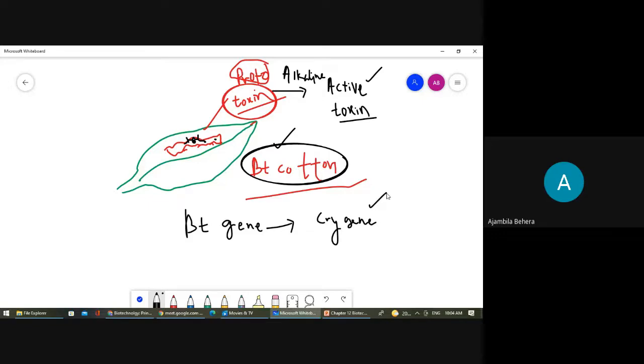From which organism do we get this cry gene? Yes, Bacillus thuringiensis. It is Bacillus thuringiensis. This is the bacteria, and this bacteria has this particular gene, the cry gene.